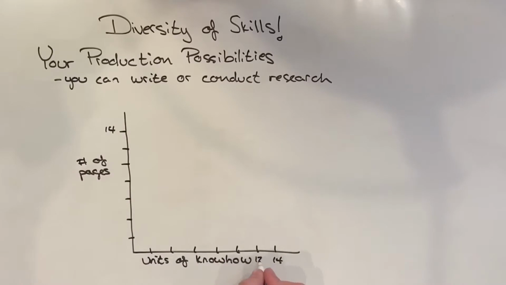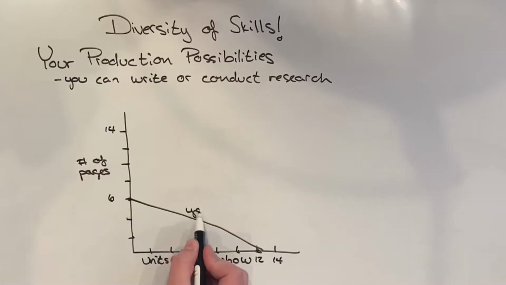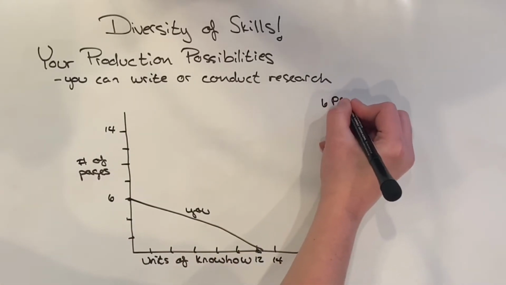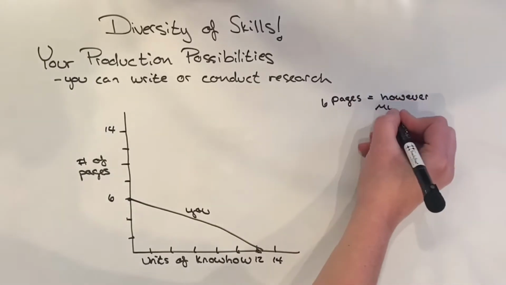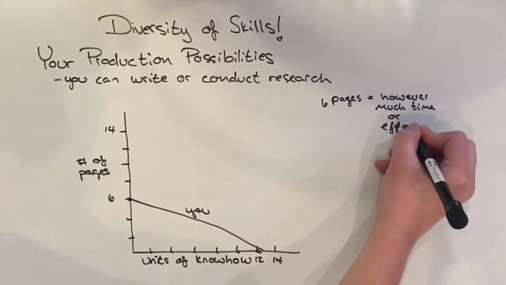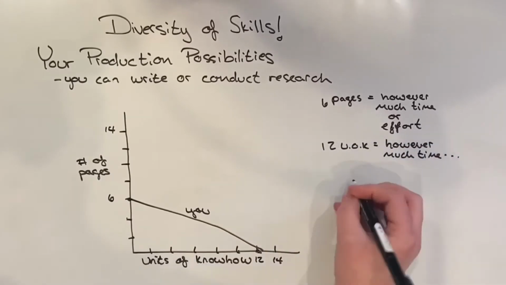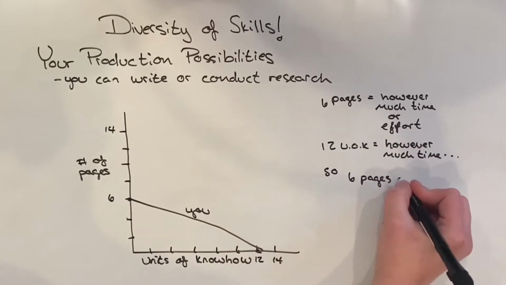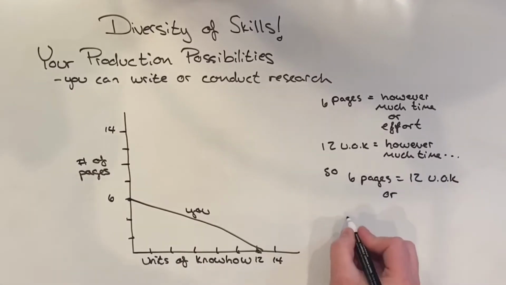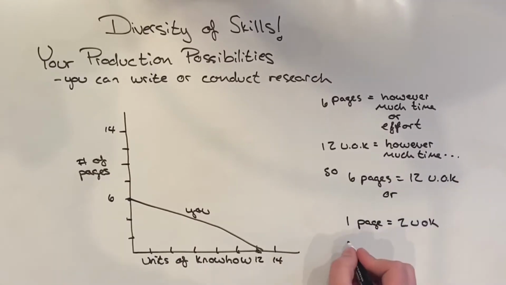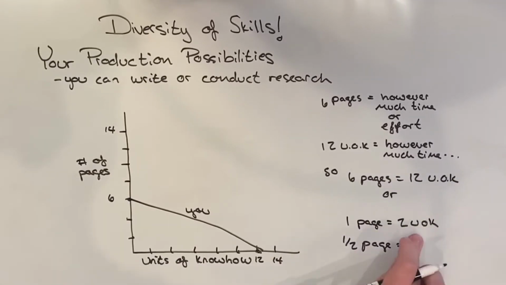So let's look at this in terms of absolutes. You know that the most pages you can write is 6, and the most units of know-how you can acquire is 12. We can say that the cost of achieving either of these is so much effort or so many hours of work. But rather than introducing more factors to worry about, let's look at their price with regard to one another. 1 page of storytelling is worth 2 units of know-how, or 1 unit of know-how is worth half a page.